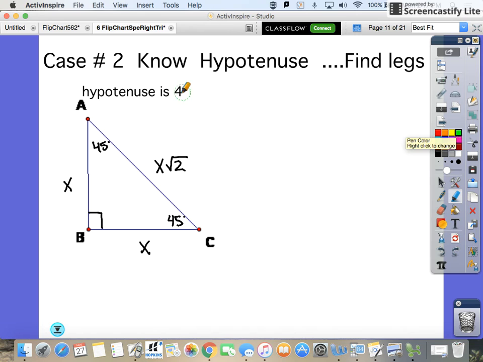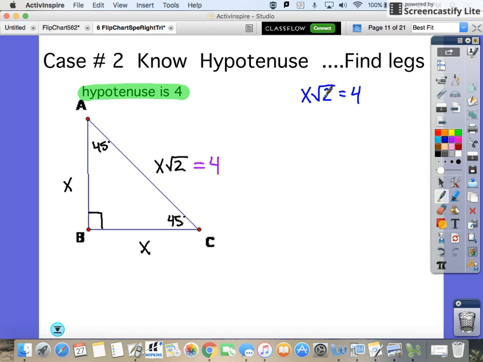What they told us is the hypotenuse is 4. So that means this is 4, okay? It's not as nice as the other one where we had a root 2 on the end and we automatically knew that x was 4. So what we need to do in this one is we have to do a little bit of solving, and I'm going to do it off to the side.